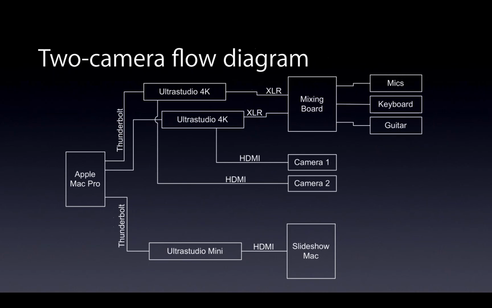This is a two-camera workflow, looking much the same, except that we've added another Blackmagic UltraStudio box to be a bridge between our second camera and the Mac. In this diagram, we have three Thunderbolt inputs coming to the Mac, so we're necessarily upgrading ourselves to the Mac Pro, which can support up to six Thunderbolt ports natively.